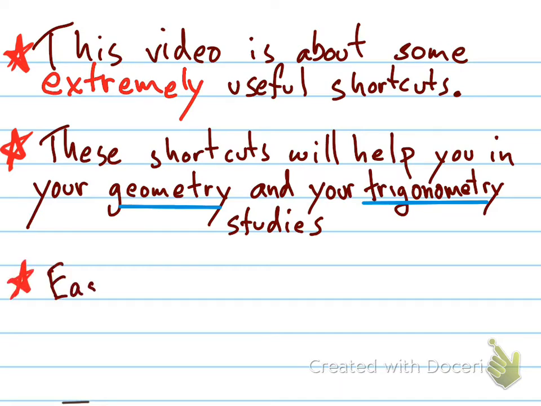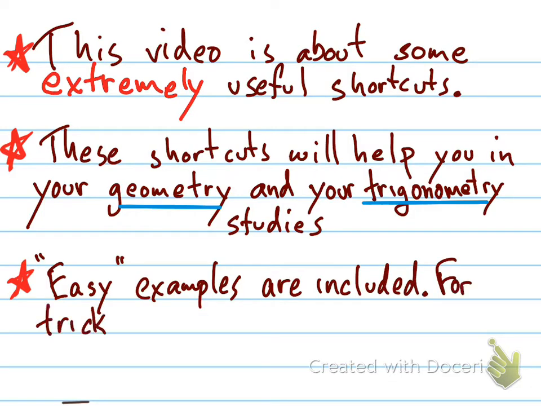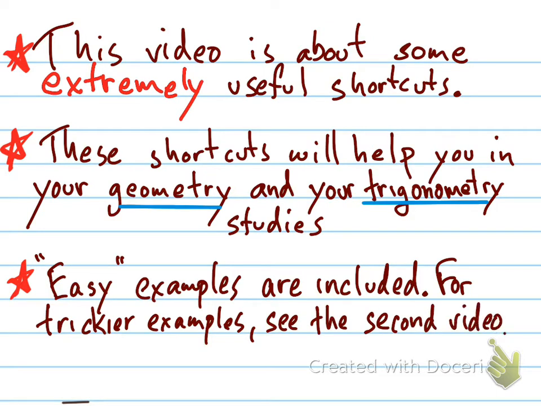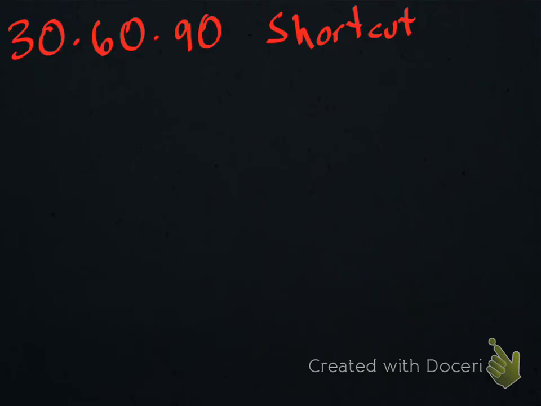As I mentioned, this video will have some easy examples also. And if you want some trickier examples, ones that make you think a little bit harder, just check out the second video on special right triangles. All right, well, let's take a look at the very first shortcut that I want to show you today, and that is the 30, 60, 90 right triangle shortcut.